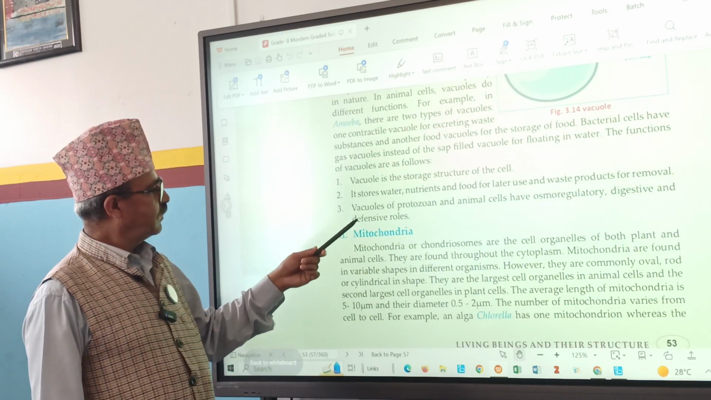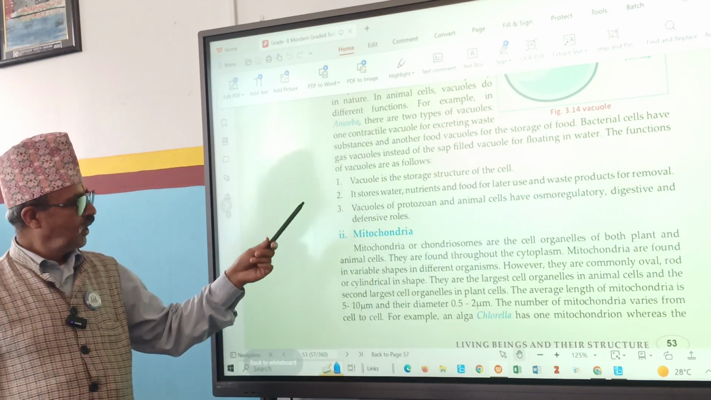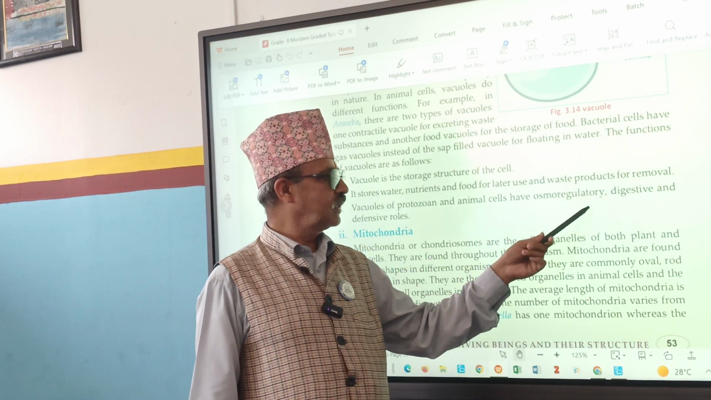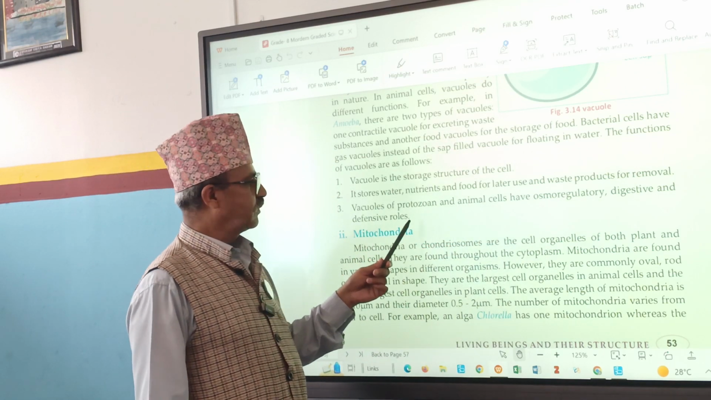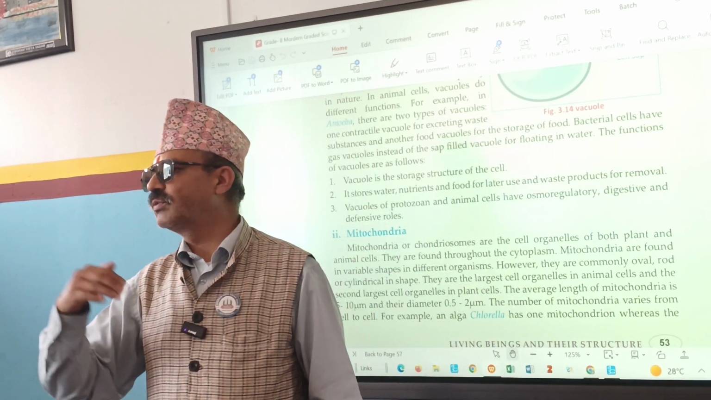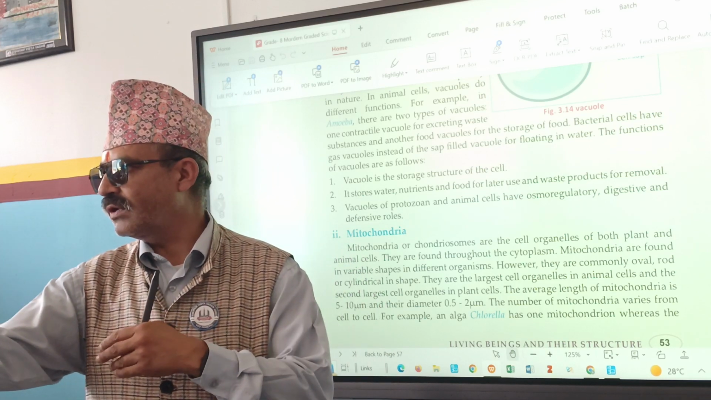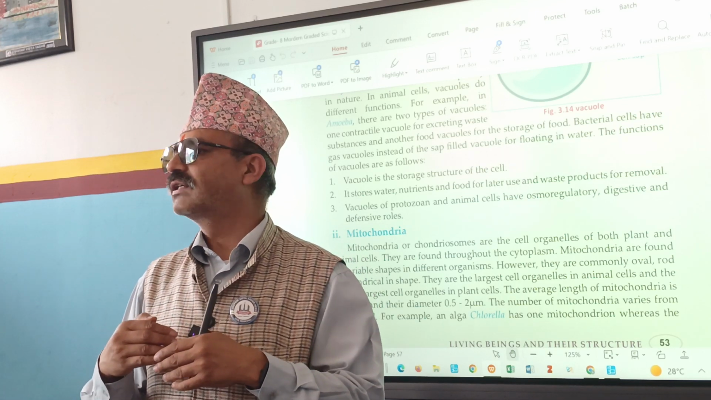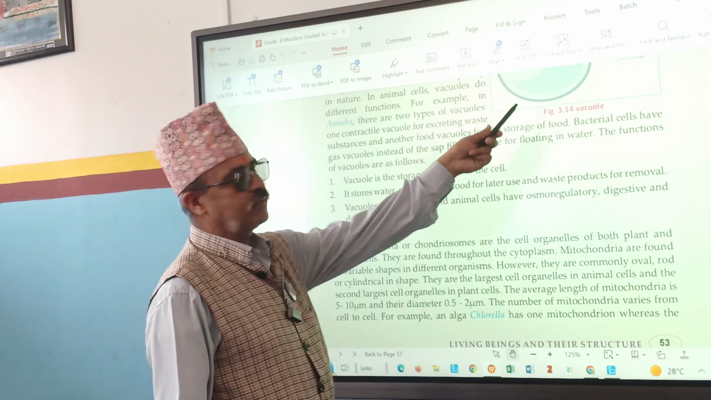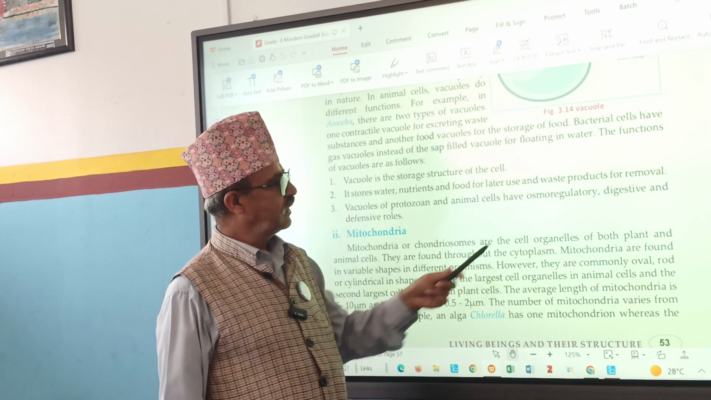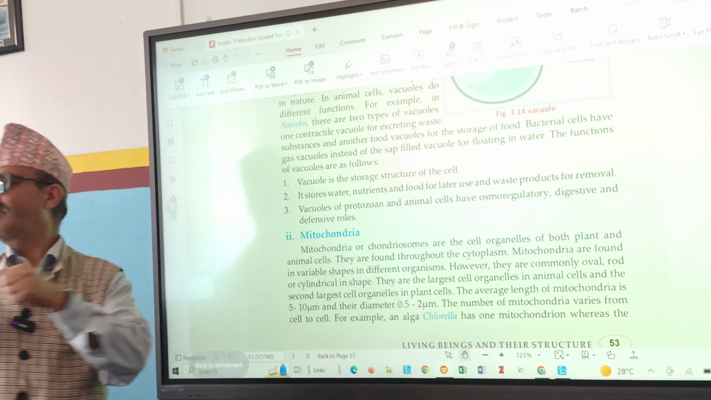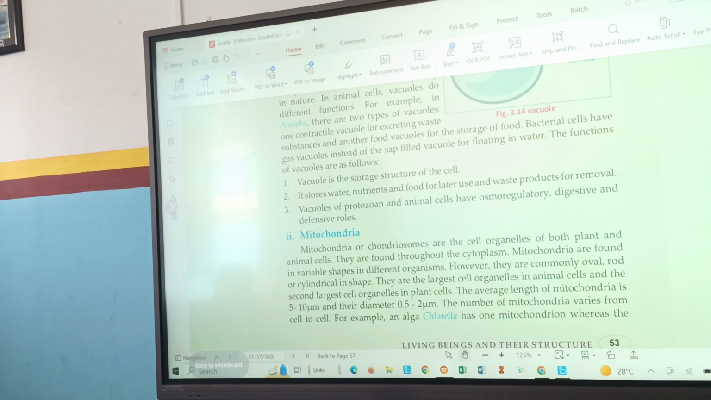And what is given here? Vacuoles of protozoan and animal cells have osmoregulatory, digestive, and defensive roles. Osmoregulatory means there is one thing, osmosis. One thing goes inside, another thing comes outside. That is called osmosis. That is osmoregulatory. It helps in digestion, and defensive for fighting against germs.